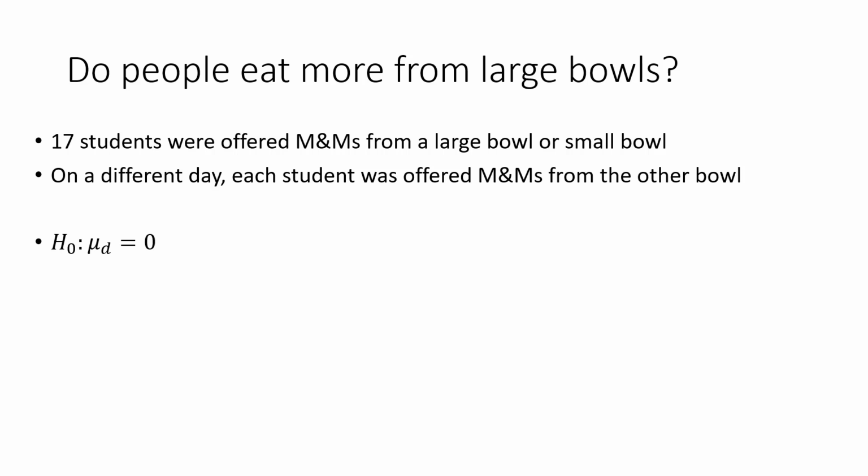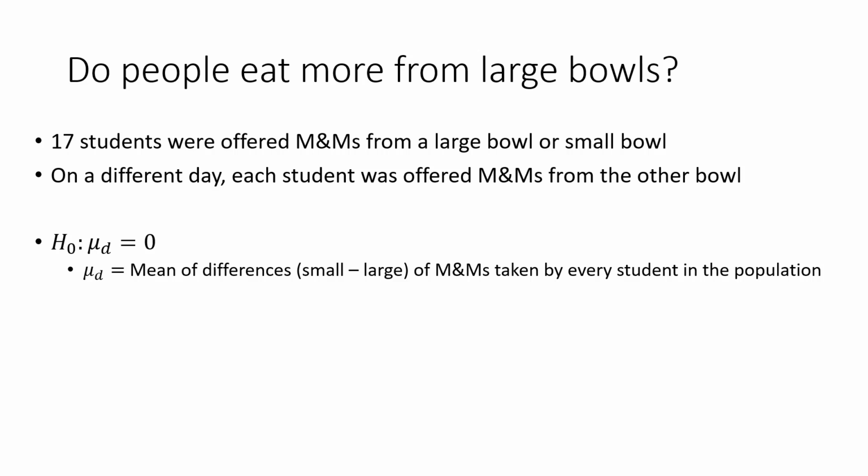Our null hypothesis is that mu sub d equals 0, where mu sub d is the mean of the differences, say small minus large, of M&Ms taken by every student in the population, not just these 17 students. Our alternative hypothesis is that mu sub d is less than 0. In other words, that on average, people take more M&Ms from the large bowl.